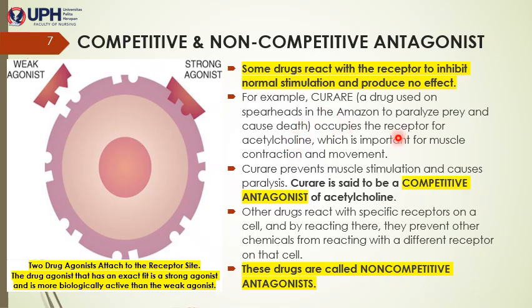Curare is a drug used to paralyze prey and cause death in the Amazon. It acts on the receptor for acetylcholine, which is important for muscle contractions and movement. Curare prevents muscle stimulation and causes paralysis, so it is said that curare is a competitive antagonist to acetylcholine. Other drugs react with a specific receptor on the cell, and by reacting there, they prevent other chemicals from reacting with a different receptor on that cell. These drugs are called non-competitive antagonists.